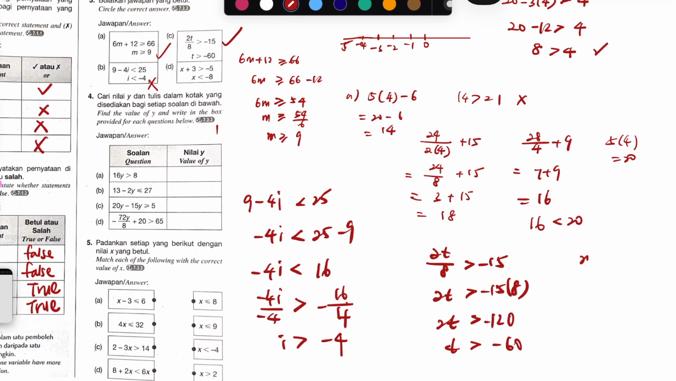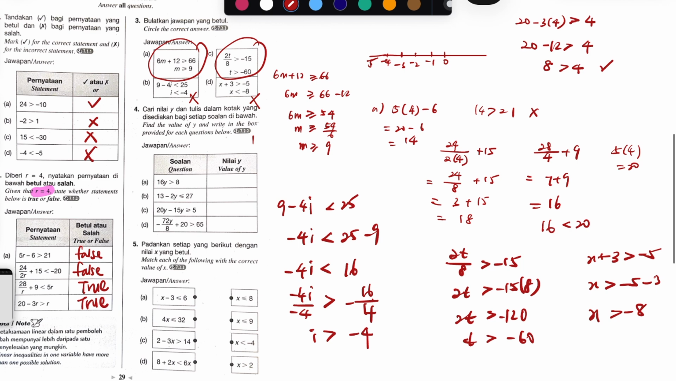Next one, x plus 3 greater than or equal to 5. So x greater than negative 5 minus 3, x greater than negative 8. Is it correct? Wrong, which is less than, so it's wrong. So the correct answer, they ask to circle. So you just circle it. Okay, all right, so we will move on to question number 4.